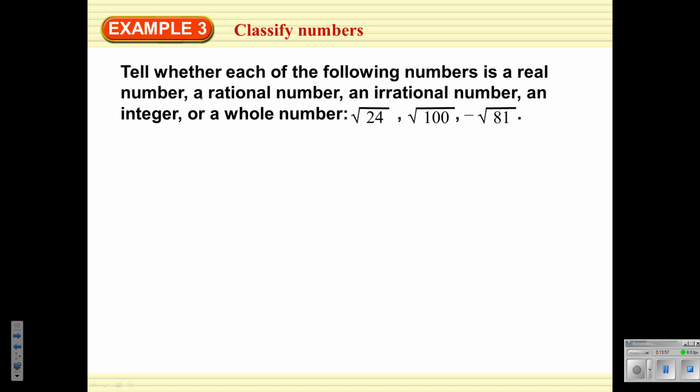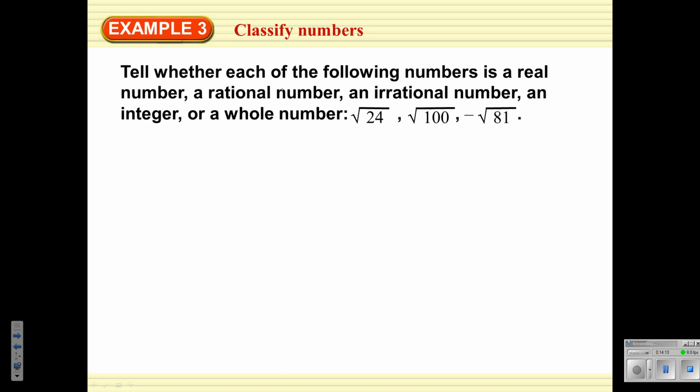Now the next column you have is rational and irrational. A number cannot be both. It is either rational or it is irrational. Can't be both. Okay? It can be an integer and it can be a whole number.